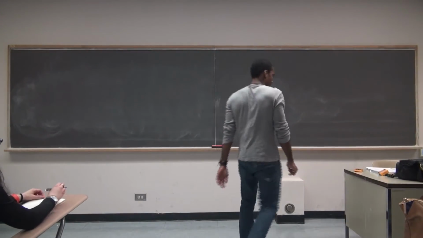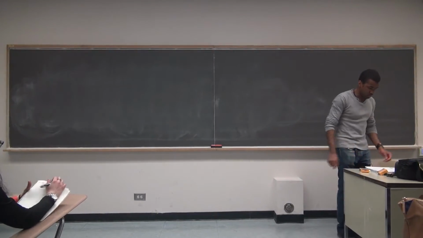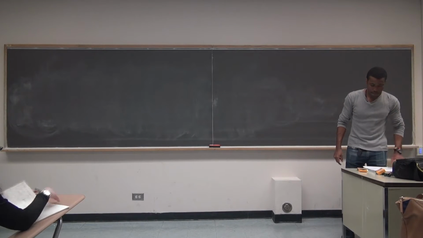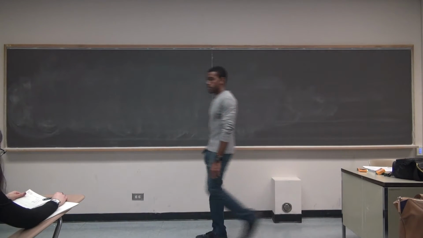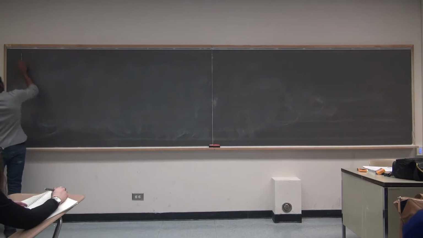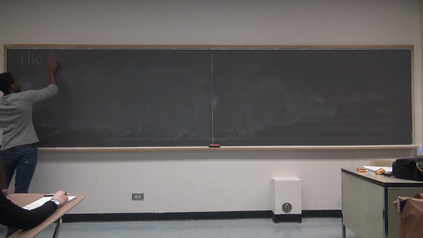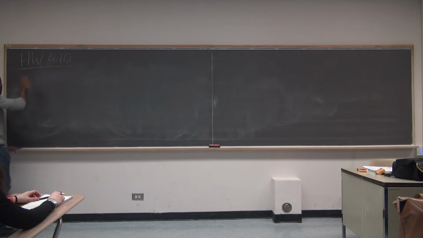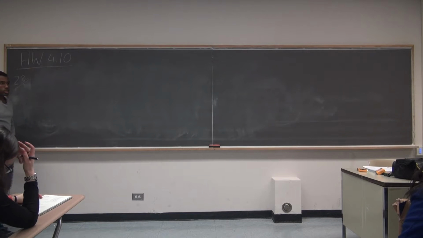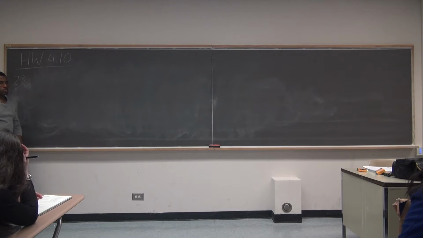Okay, questions on the homework? 4.10. 22? 23. What did it say? Let's do the multiplication by the matrix A. Find the first one, the basis of the range of T.